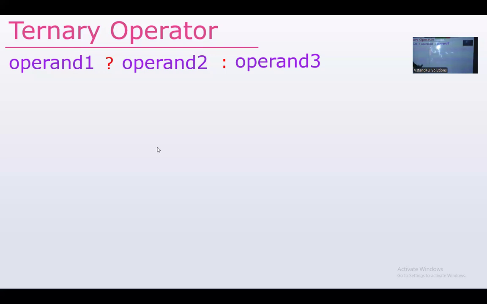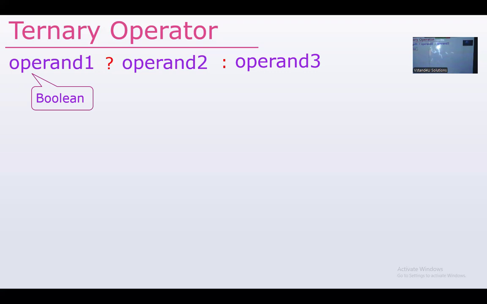Focus now. The point is three operands are there: operand 1 question mark operand 2 colon operand 3. Agree? Pay attention, very important. Three parts are there. The first part must be a Boolean value, which means any statement you write there must produce either true or false. The first operand must be a Boolean literal, and based on that, the decision making will happen.